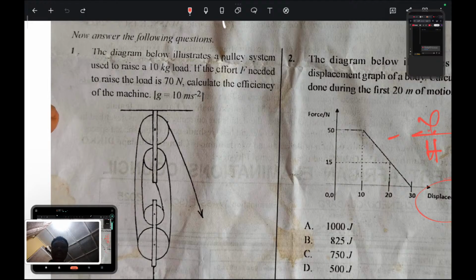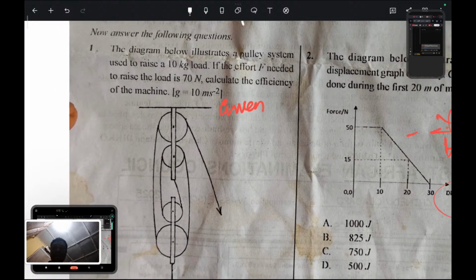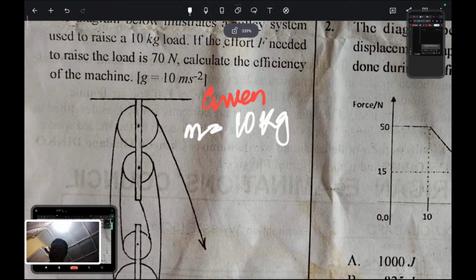So given, I told you when solving your problems, especially in section B, for OBJ nobody will be asking you to show your workings. But for section B, you would be demanded to do that. So given from the question, we are given M to be 10 kg. I hope you can see my display.